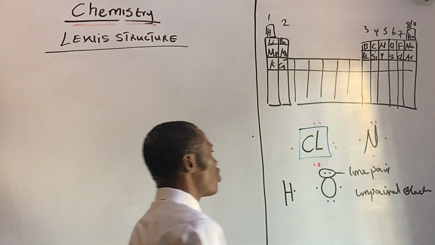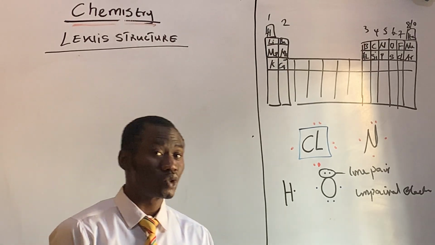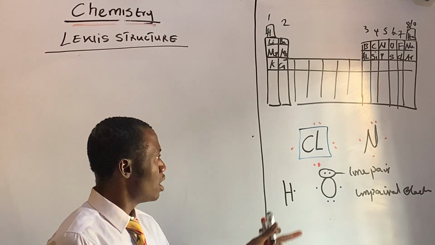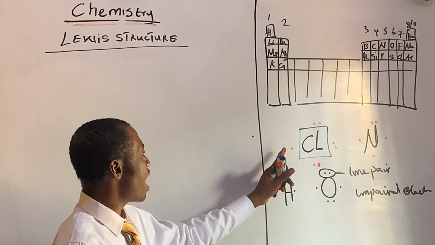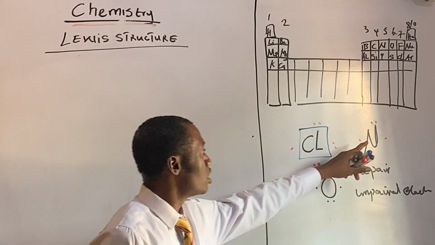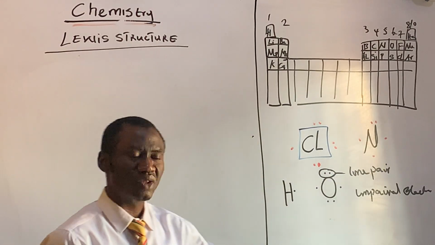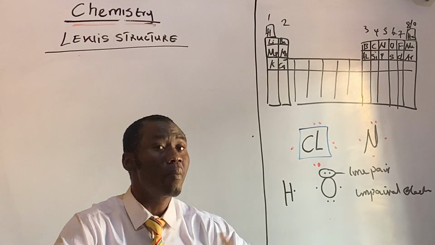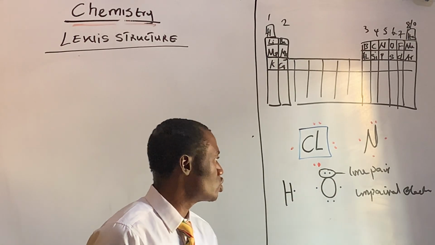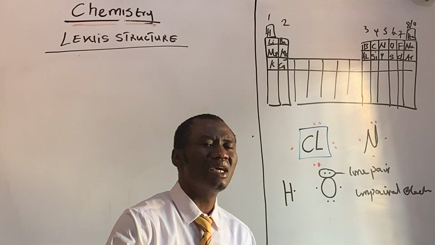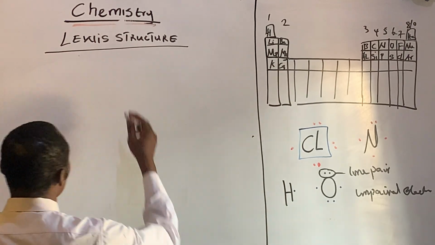So you can have an exam question that says, how many unpaired electrons and how many lone pair electrons are in chlorine? Chlorine has 3 lone pairs and 1 unpaired electron. Nitrogen has 1 lone pair and 3 unpaired electrons. Hydrogen has no lone pair and 1 unpaired electron. Oxygen has 2 lone pairs and 2 unpaired electrons. So look for the valency, and you can actually write the Lewis structure for any element you want.